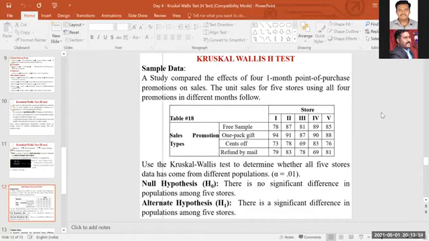Okay, if you want, you can prepare another null hypothesis: there is no significant difference in sales or population among different promotion types, or there is a significant difference. Like that also you can frame it. It's an additional thing that you can do. It is not that you have to do it, since in this data they ask you to test only the impact on the sales of the independent variable called store. See the last line: use the Kruskal-Wallis test to determine whether all 5 stores' data have come from different populations, and the significance level they have given is 0.01.